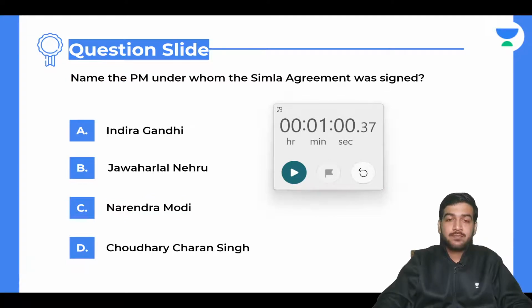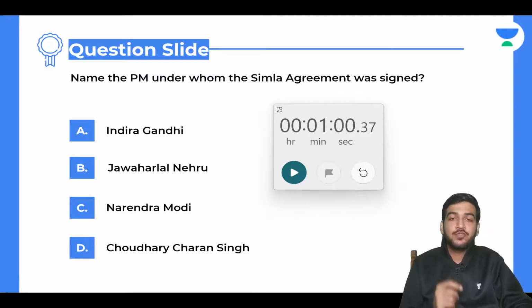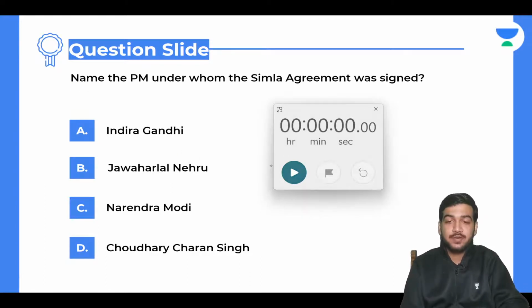Then the next question is related to the India-Bangladesh war, or the India-Pakistan war for Bangladesh liberation. After that war, an agreement was signed. So I've given a lot of hints. Name the Prime Minister under whom the Shimla Agreement was signed.